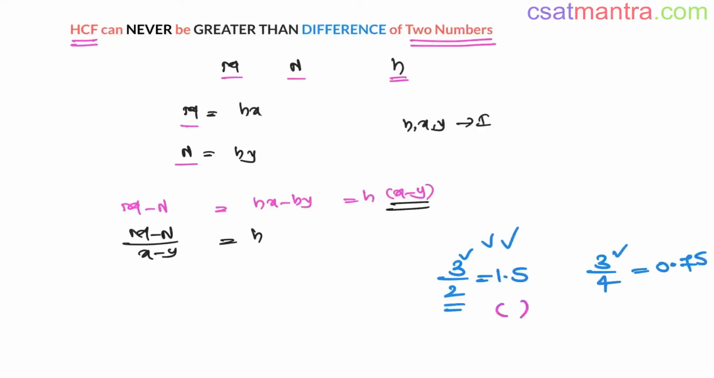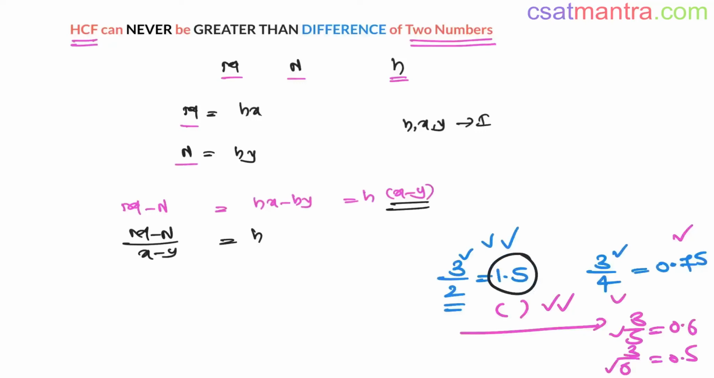To have this value greater, you need to have a lesser denominator, my friends. As the denominator increases, this value decreases. 3 by 5 would be lesser than 0.75. This is 0.6, right? 3 by 6 is 0.5. See, as the denominator is increasing, the value is decreasing, my friends. So to have the maximum value here, you need to have a lesser denominator.